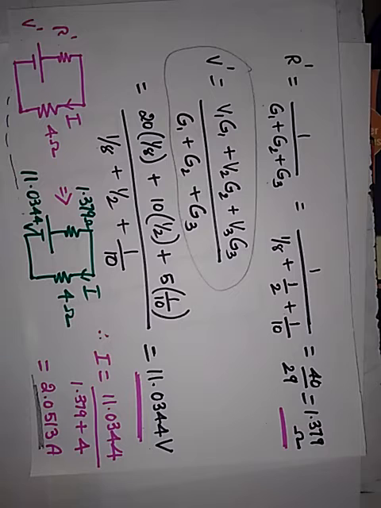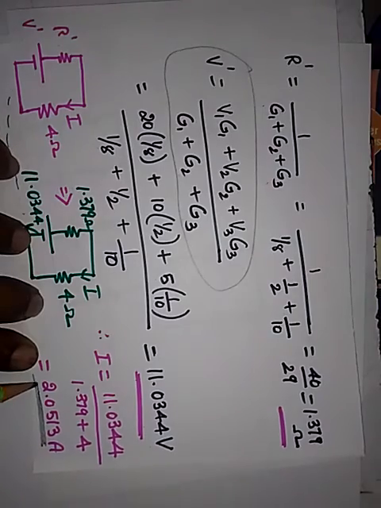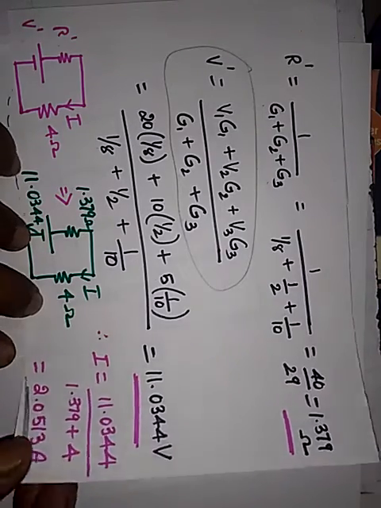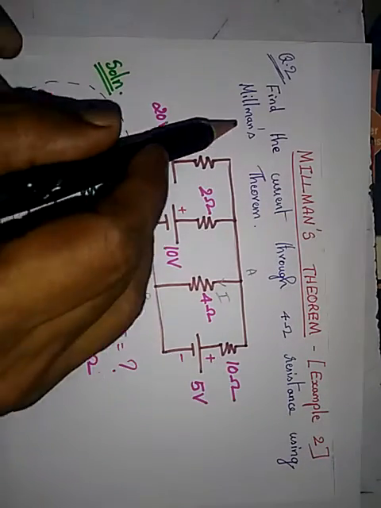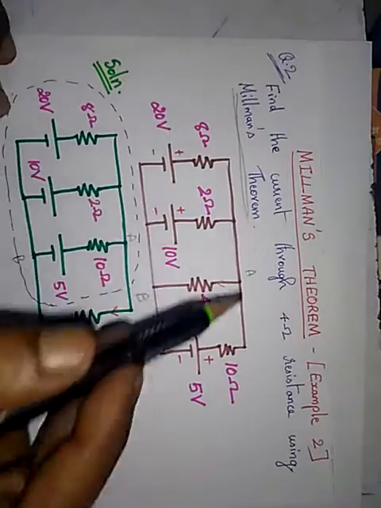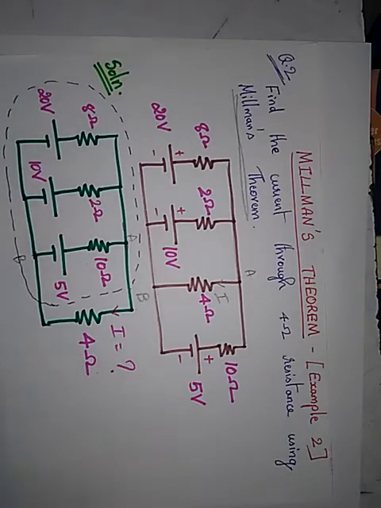You can use any other theorem also. Whatever theorem you are using, or any analysis, mesh or nodal analysis, still you should get the same answer. So in this question in particular, they have asked to find the current through the 4 ohm resistance using Millman's theorem. If they ask for Millman's theorem, you have to solve only by Millman's theorem. If at all you want to do some verification of the answer, you can go for some other method of analysis. Okay, so that's the idea.